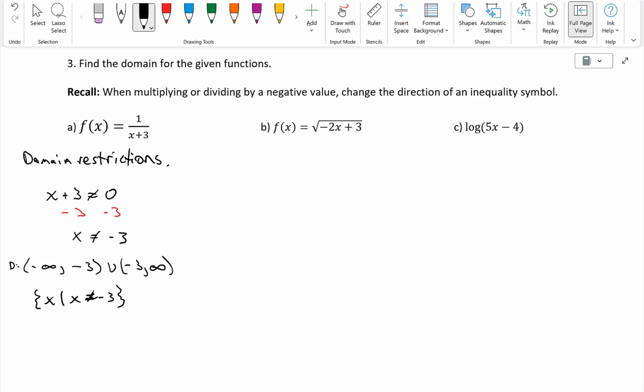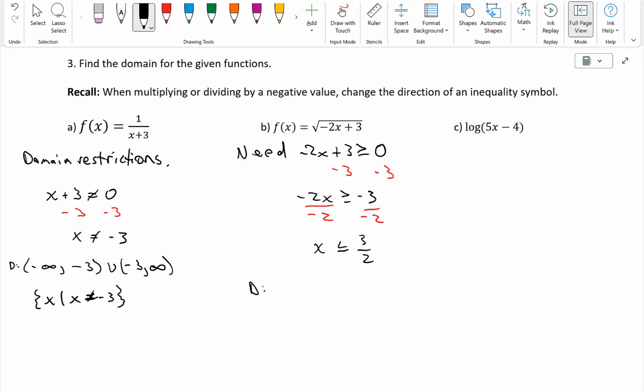For b, f of x is the square root of the expression minus 2x plus 3 under there. So we want to take that radicand out and say we need this minus 2x plus 3 to be greater than or equal to 0. So we can subtract our 3 from both sides. We get our minus 2x greater than or equal to -3, and then divide by that -2. When we do that, it changes the direction of that inequality. Ask if you have questions about why, but we have x less than or equal to 3/2 now, which we can put in our interval or set builder notation.